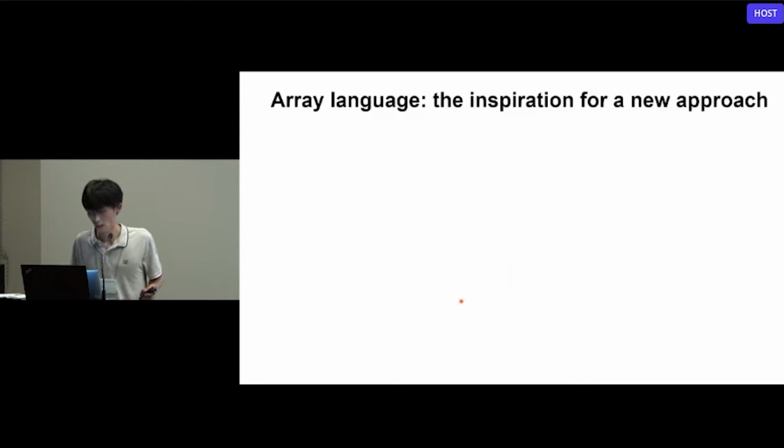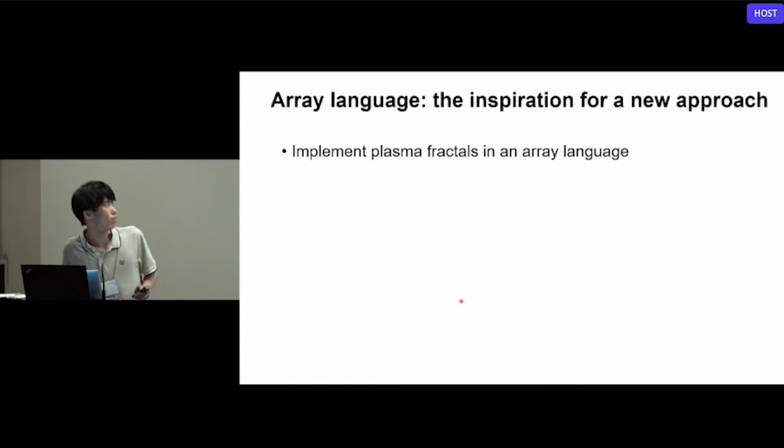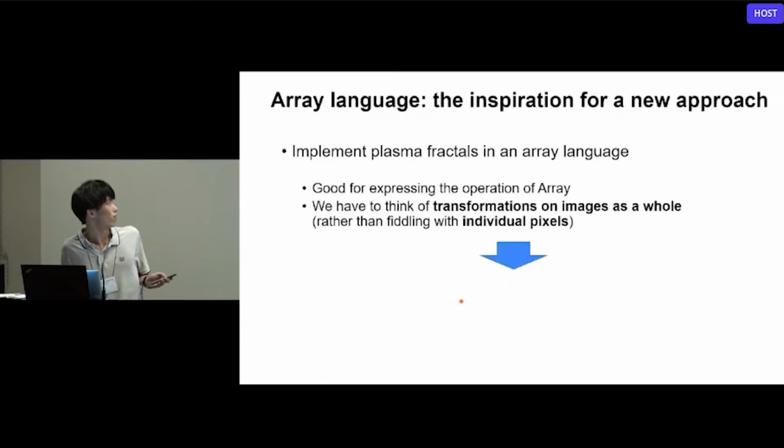Now I'd like to talk about why we need this new approach. Our approach is highly inspired by array languages. When we consider implementing plasma fractals in array languages, array languages are good for expressing operations on arrays. However, we have to think of transformation of images as a whole, rather than fiddling with individual pixels, as I showed in the conventional ways.